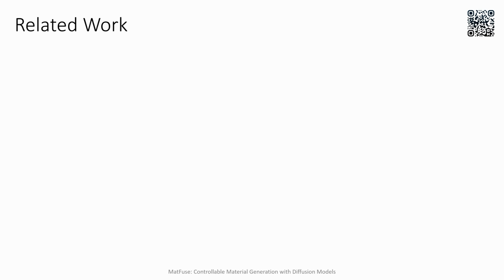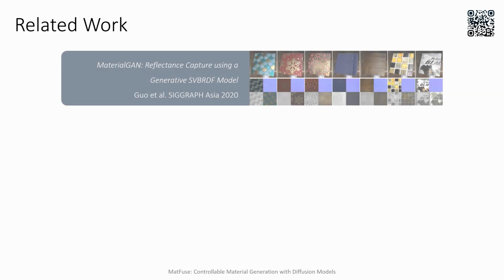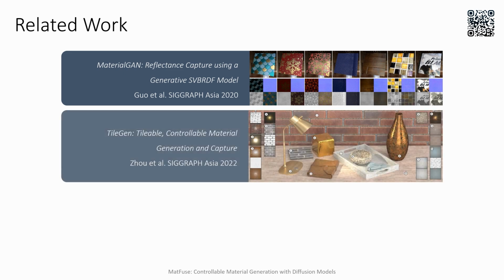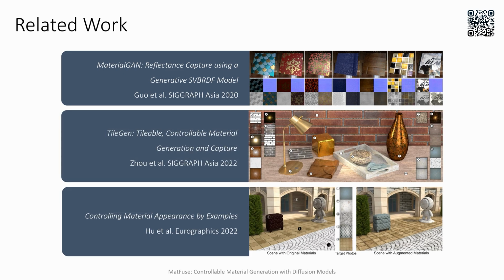Several approaches have been proposed to generate materials using learning-based methods, with the most relevant being MaterialGAN from Guo et al., TileGen from Zhou et al., and controlling material appearance by examples from Hu et al. However, these methods differ from MatFuse in the underlying generative backbone, as they rely on GANs. Additionally, they generally provide users a limited degree of control, being conditioned on reference pictures and input patterns. In contrast, MatFuse leverages a diffusion model-based architecture and incorporates multimodal conditioning to provide fine-grained control to the user.